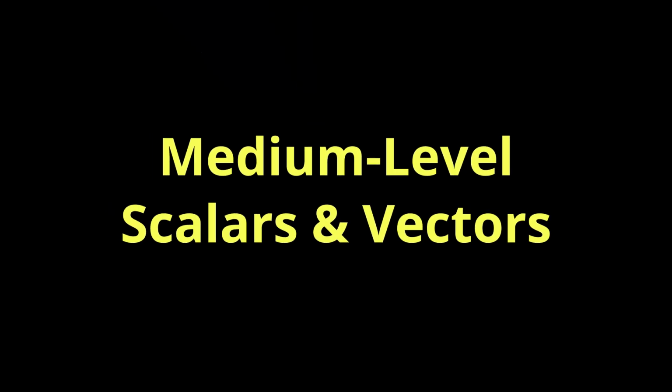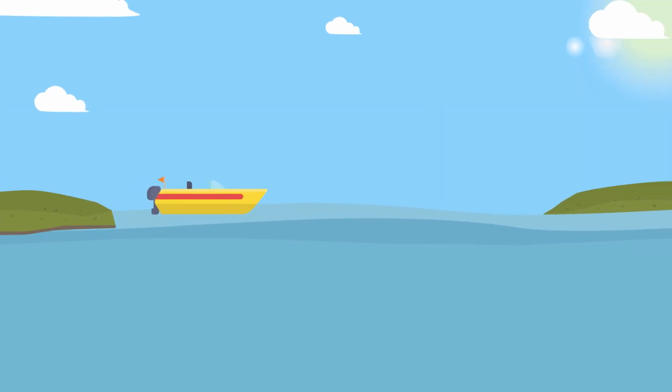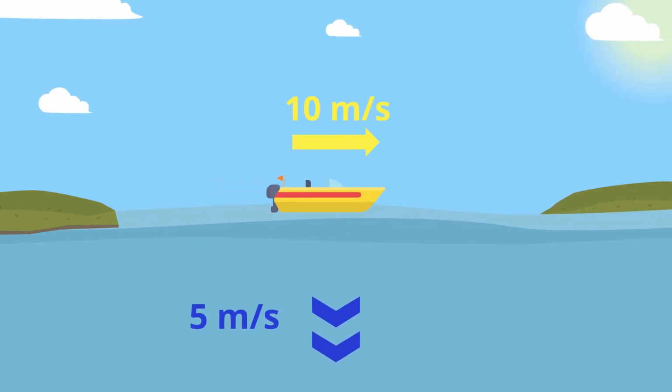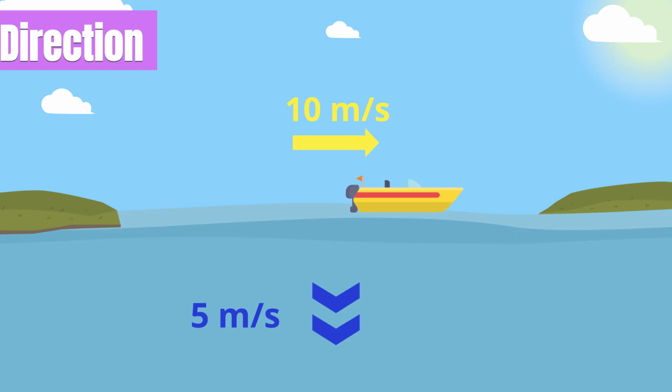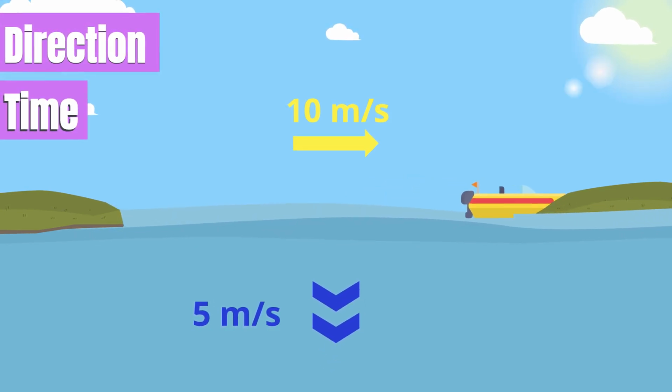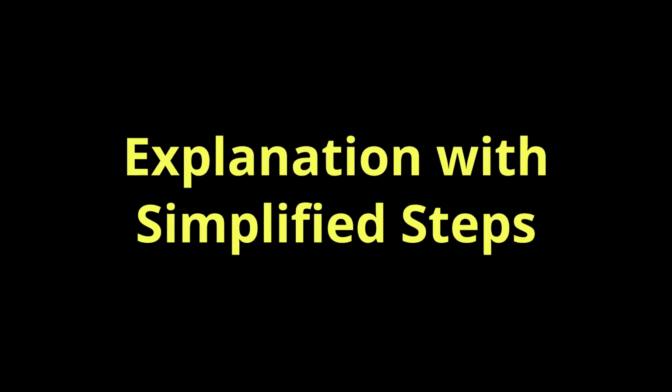Question: medium level scalars and vectors. A boat is crossing a river that flows due east at 5 meters per second. The boat can move at a maximum speed of 10 meters per second relative to the water. What direction should the boat head to go directly north across the river? How long will it take the boat to cross the river if it is 200 meters wide? Engaging explanation with simplified steps.